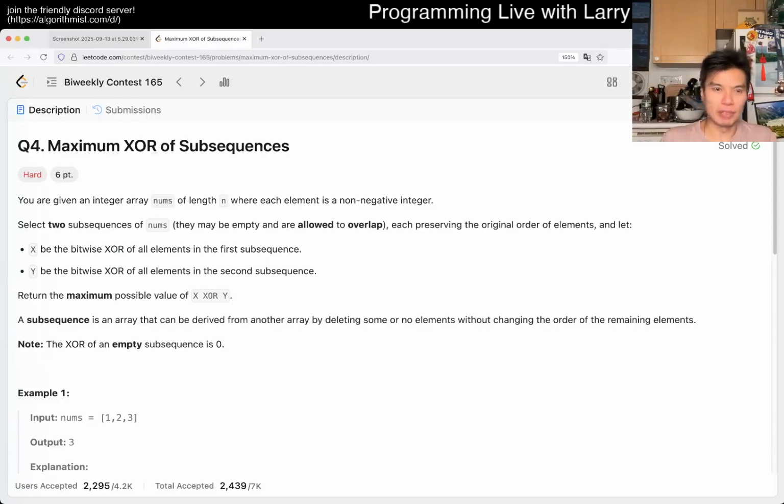This is me going over Q4 of the biweekly contest, Maximum XOR of Subsequences.